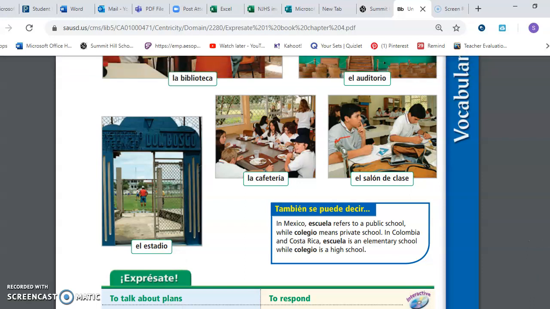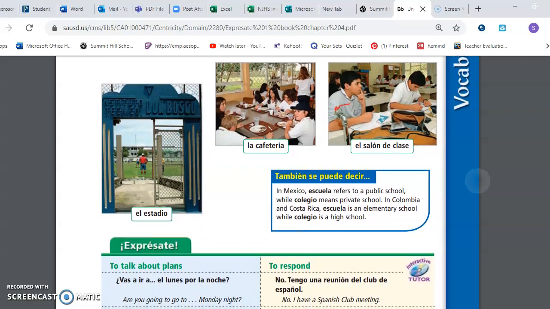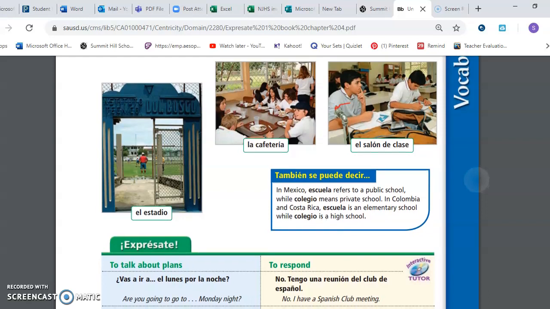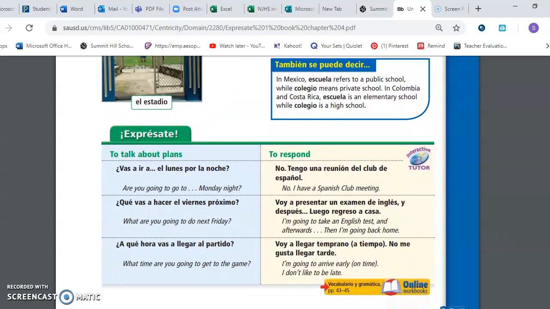In Mexico, escuela refers to a public school, while colegio means private school. In Colombia and in Costa Rica, escuela is an elementary school, while colegio is a high school. So it depends where you are going to be. Let's say you go and visit a country in Latin America. They will understand what you're saying between the escuela and the colegio. However, you have to know all these important facts about it.